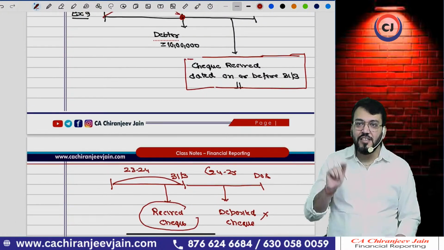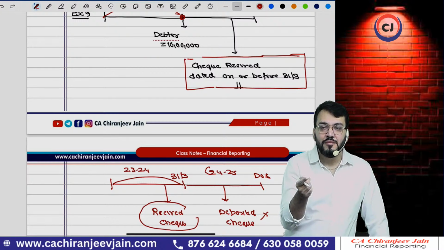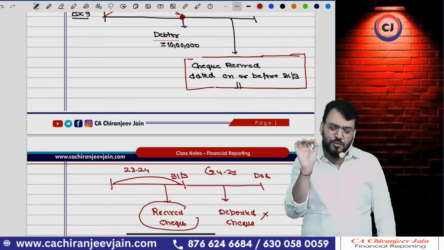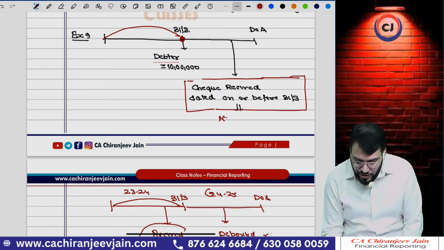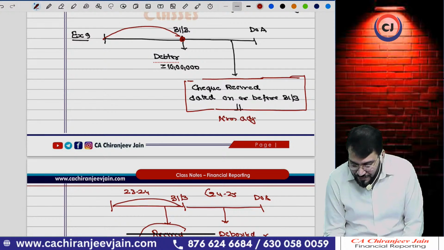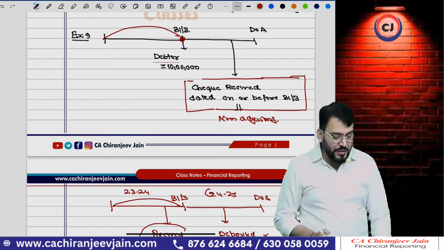Are you getting? You say that it will be deposited after 31st March and therefore it is a non-adjusting event. Your answer is correct, but I'm not getting the best answer. Your answer 100% it is a non-adjusting event. No doubt about that. Chalo, I will only give the reason.